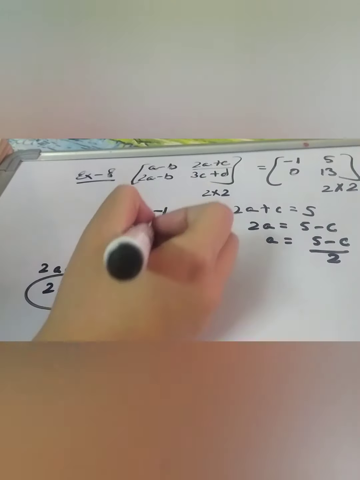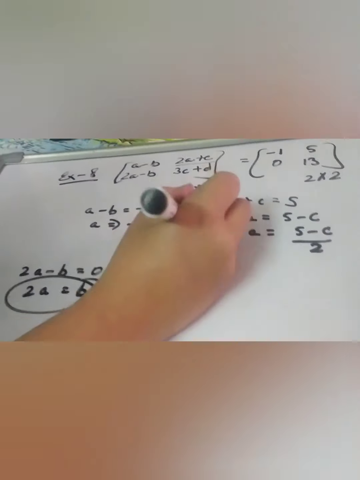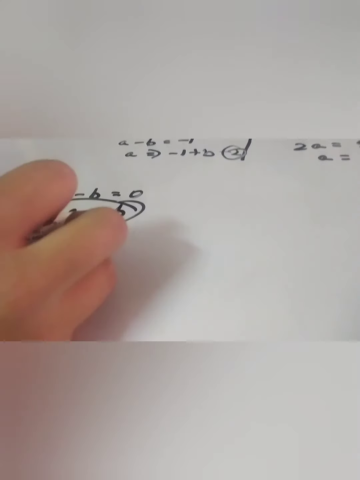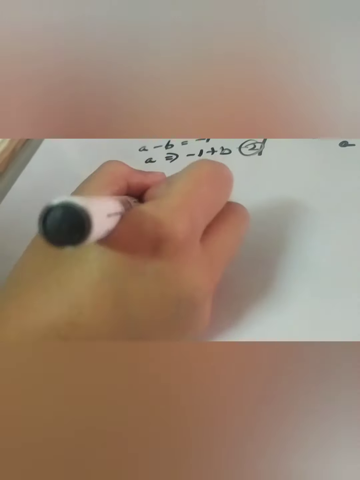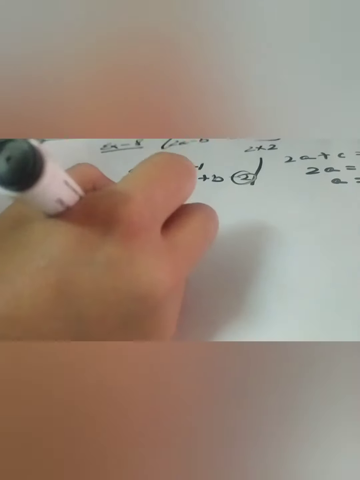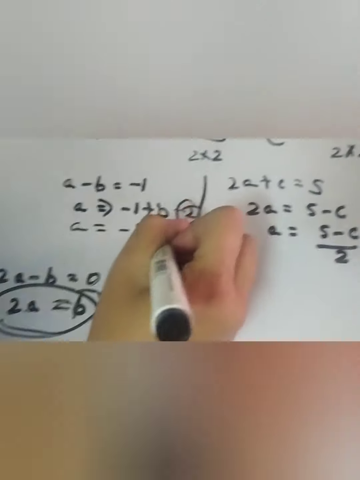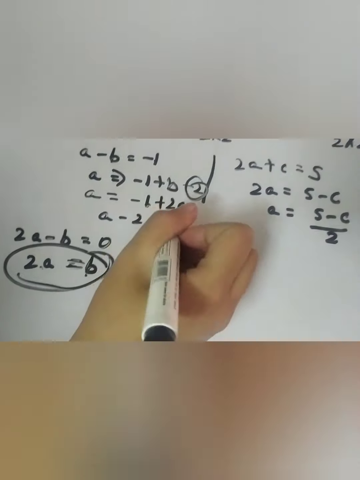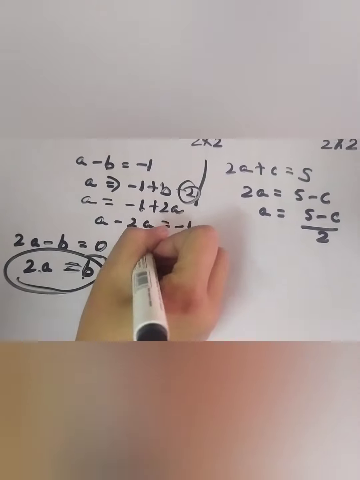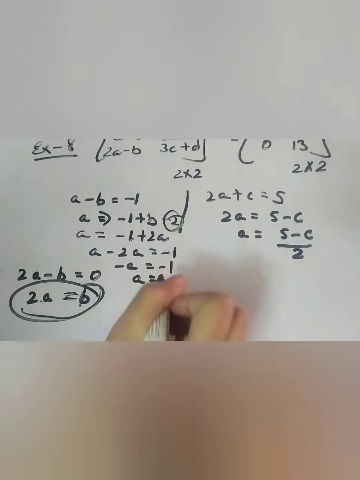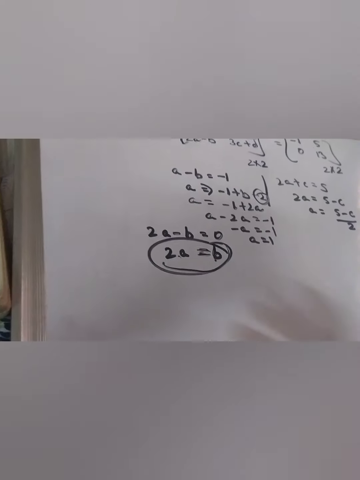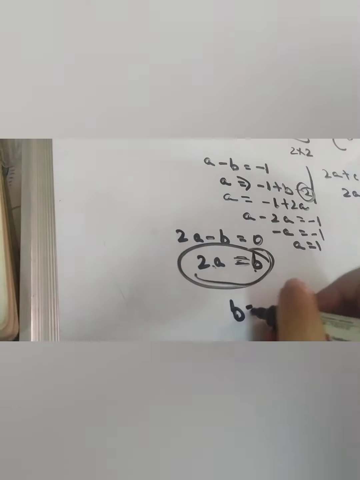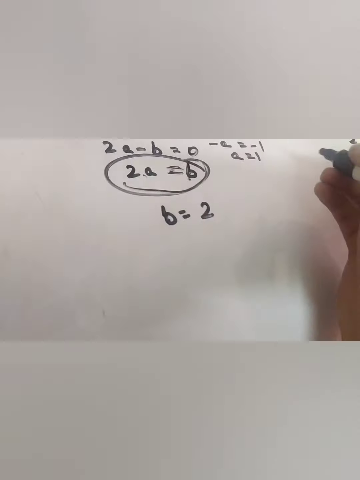From this equation, we will substitute the value in this. Here 2A equals B means we can substitute the value of B equals 2A. A equals minus A plus 2A. A minus 2A equals minus 1. Minus A equals minus 1. A equals 1. A equals 1, B equals 2.